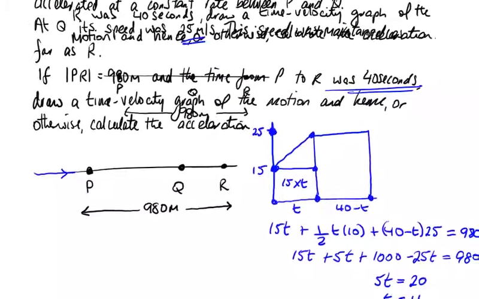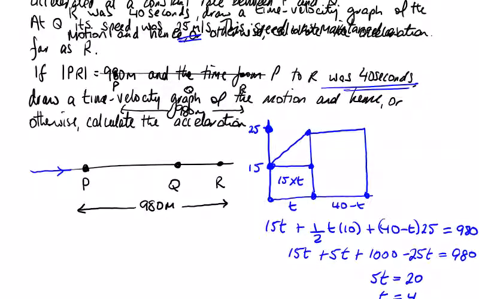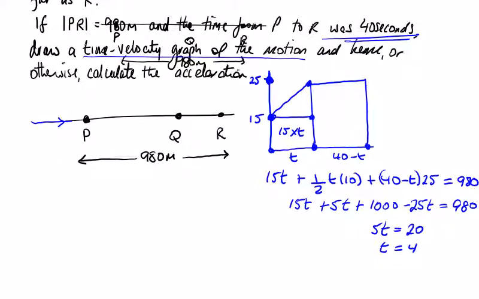Then it asks us, does it ask to find time? It just asks us to hence or otherwise draw the time velocity graph of the motion and hence or otherwise calculate the acceleration. Okay, so if we look, the acceleration is between here and here. So my initial velocity is 15. My final velocity is 25. We've just worked out t to be 4, and we're looking for a.